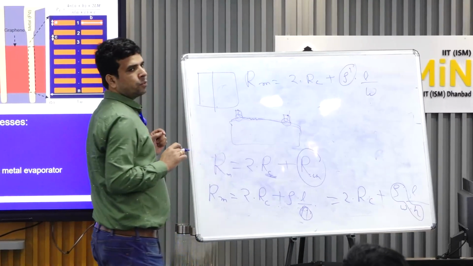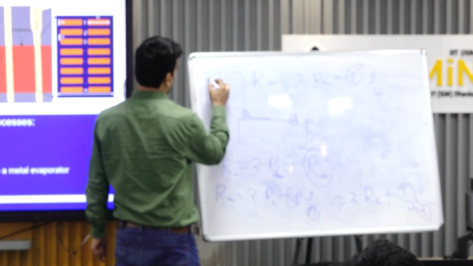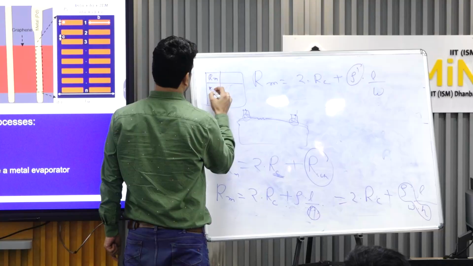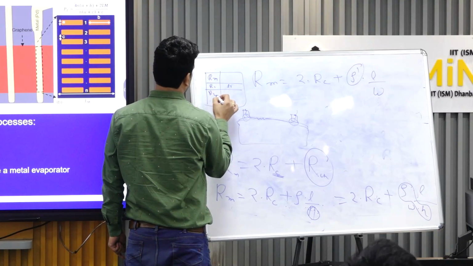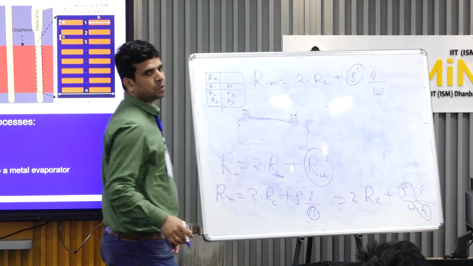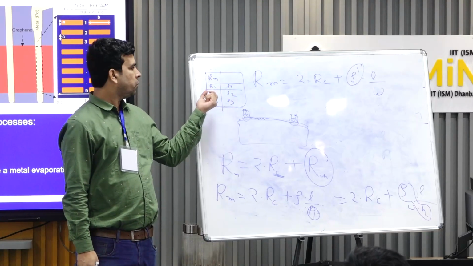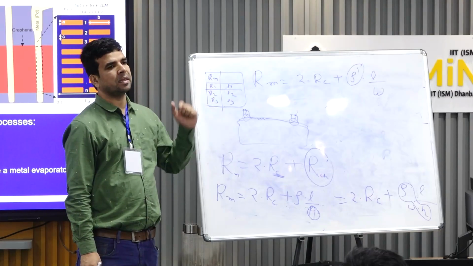For each measurement, we can find out RM. So we have RM for each measurement, and with length, let's say, this is R1, length L1, R2, L2, R3, L3. So we have RM when the length was 1 millimeter, R2, RM when the length was 2 millimeter, something like that.